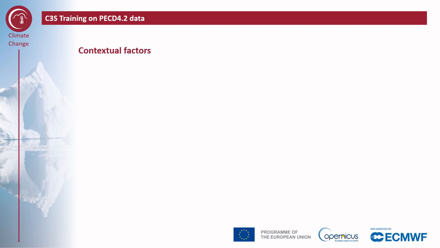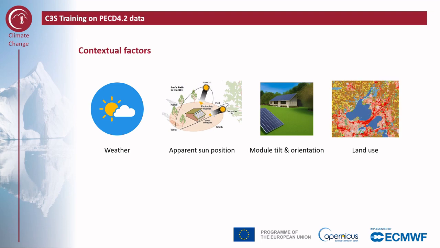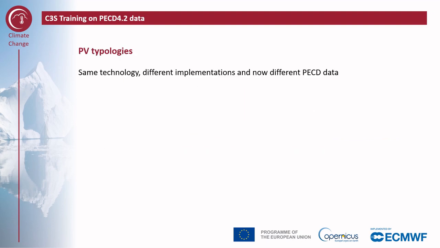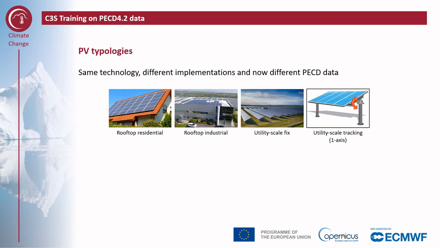The PV model takes several contextual factors into consideration, such as the weather, the apparent position of the sun, the tilt and orientation of PV modules, and land use. These impact not only the magnitude, but also the seasonality of the PV capacity factor data. In PECD 4.2, we address the fact that this technology can be implemented in very different contexts by building four distinct PV datasets: rooftop residential, rooftop industrial, utility scale fixed, and utility scale tracking, in this case horizontal single axis.